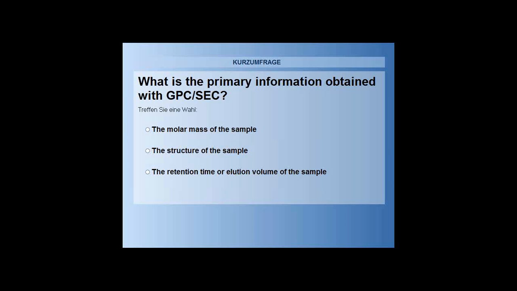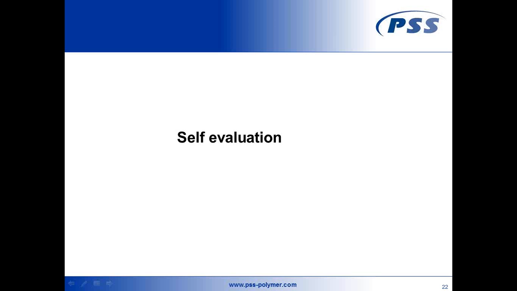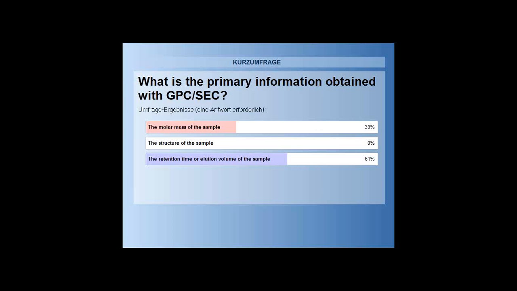And I will close the polls now, since we're over 80%. Oh, that was not what I wanted to do. There we go. I wanted to share this with you. So almost 40% of you decided that the information you're getting is the molar mass of the sample, and 61% decided it's the retention time or elution volume of the sample.